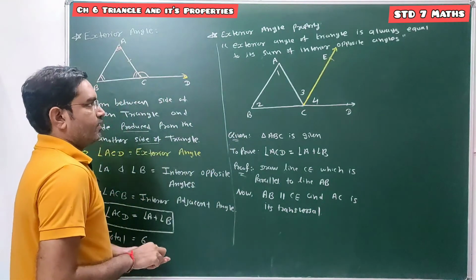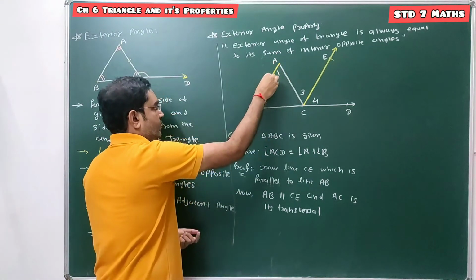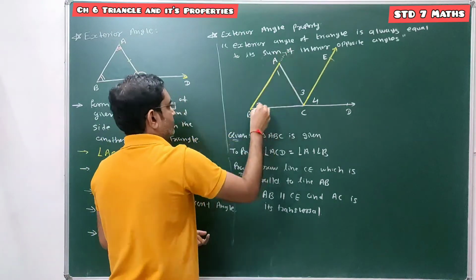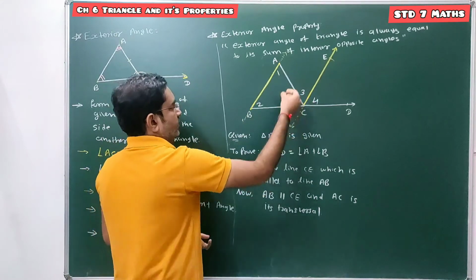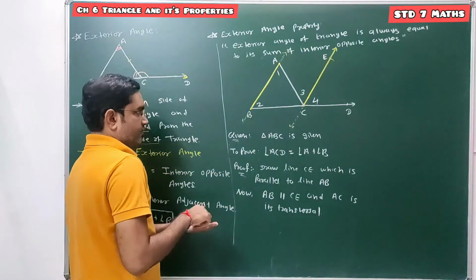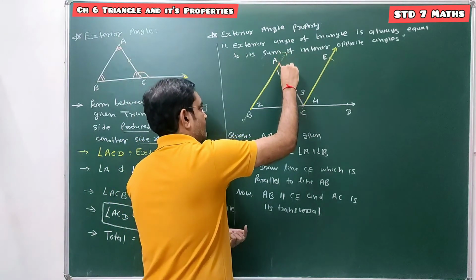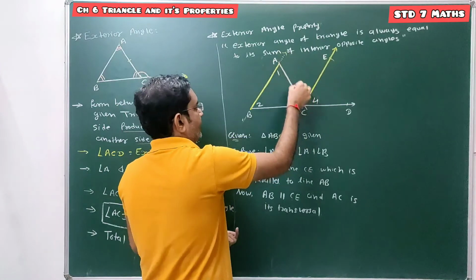AB parallel to CE. These two lines are parallel lines. You can consider it as a dotted line. AB is parallel to CE. Done. So these two lines are parallel, and this AC is the transversal. What is a transversal? A transversal is a line that intersects two lines at two different points.